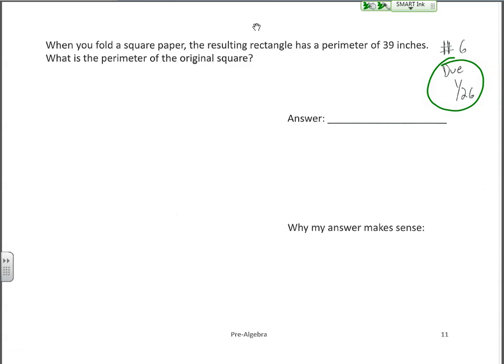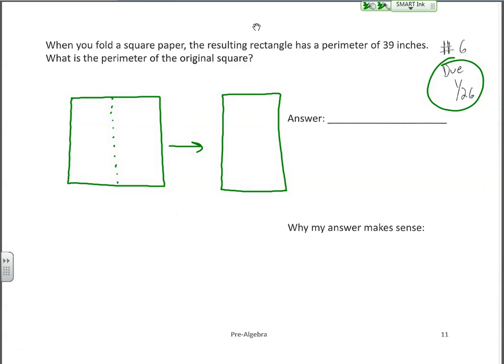So the first logic question we have: when you fold a square piece of paper, the resulting rectangle has a perimeter of 39 inches. What is the perimeter of the original square? Okay, so it's probably no secret that when you fold a square, you're going to get a rectangle, right? Because you're going from something that has 4 equal sides. Fold it in half down the middle here, and it's going to become a rectangle, right, with the fold that you made right down there.